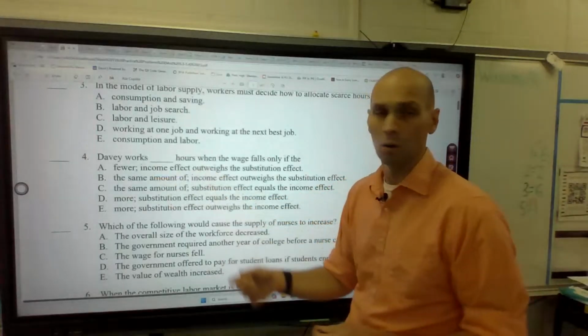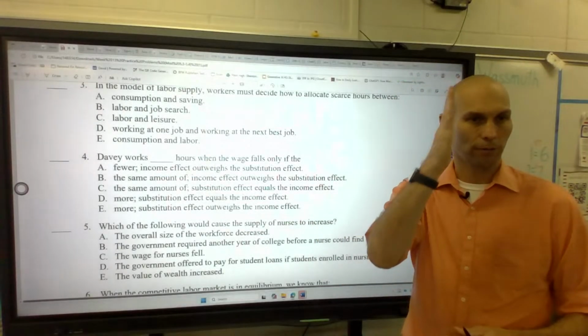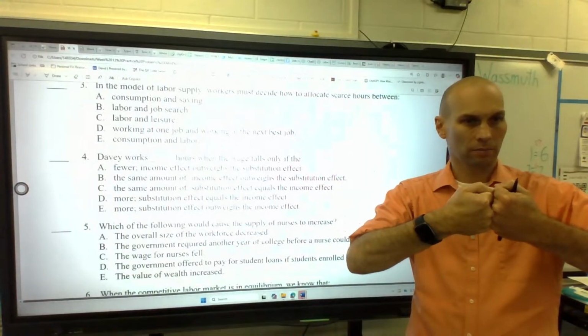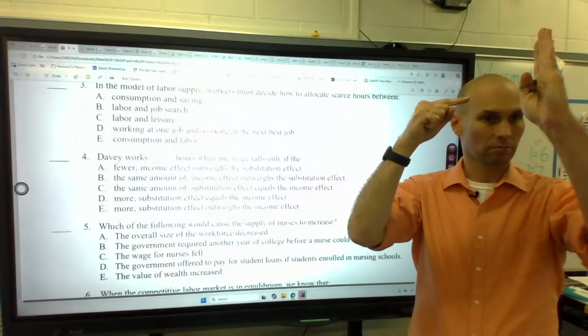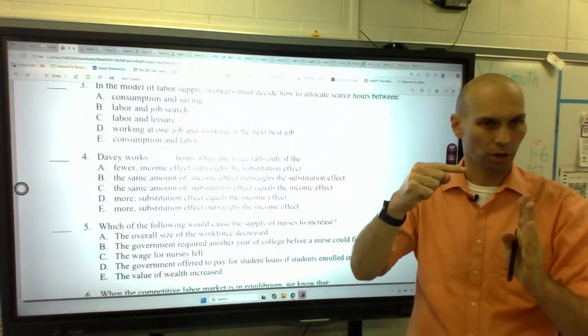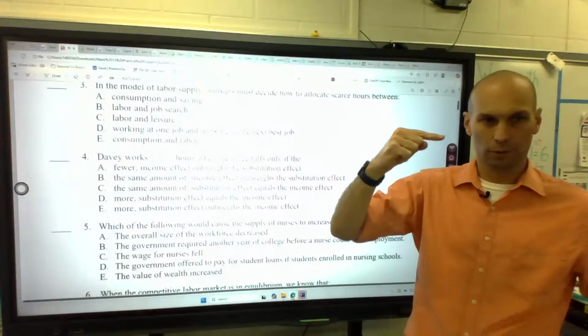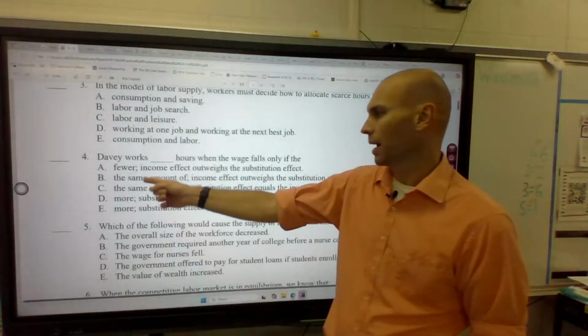The same amount. Well, that's essentially when is that backwards bending labor supply curve vertical? When the income effect and substitution effect are what? Equal. So the wage rate rises, you work the same. Wage rate falls, you work the same. Wage rate is on the axis. So for perfectly inelastic, the hours won't change. Okay. So same amount, same amount.